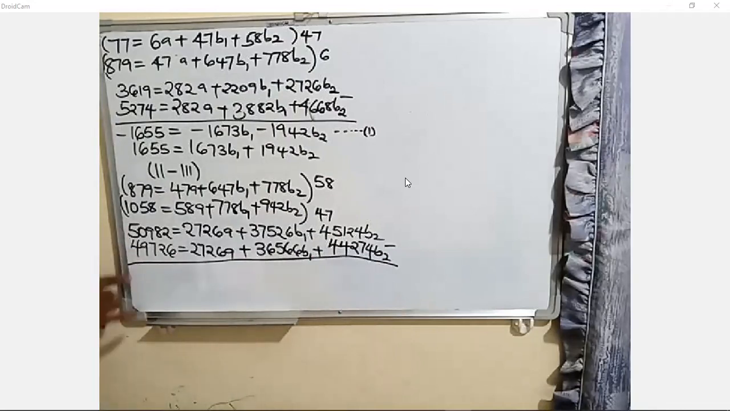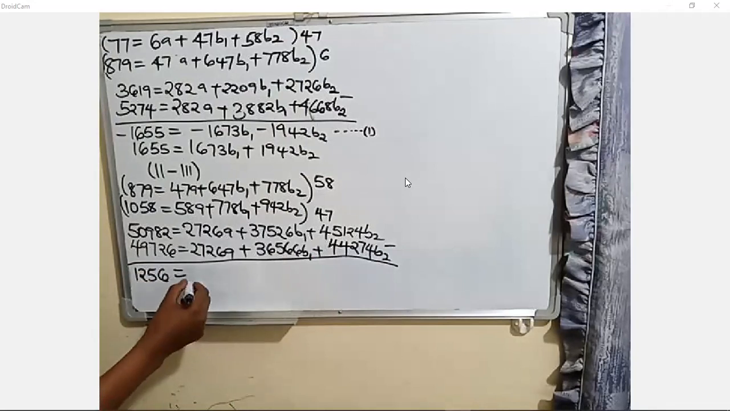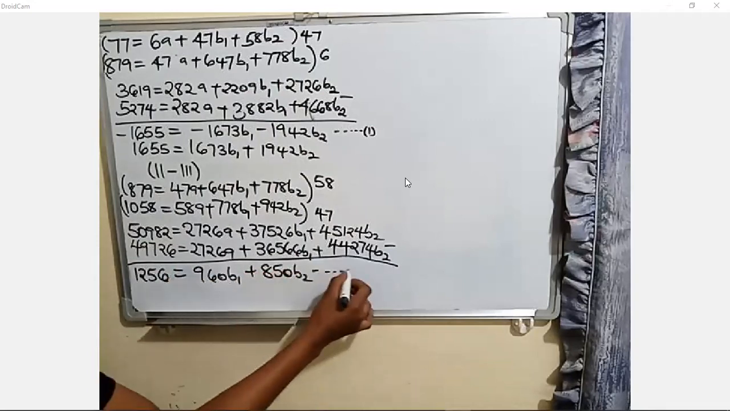How much is this? Positive what? 1256 is equal to what? 37526 minus 36566 is 960 B1, plus 850 B2. So this is our second equation.